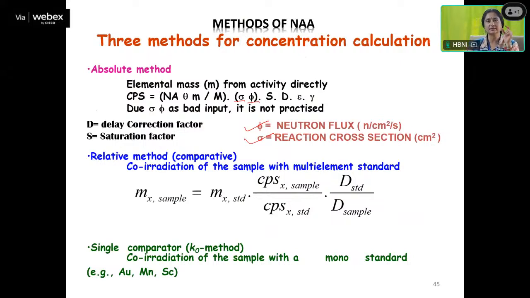As you have seen in the small plastic bottle, both standard and sample have to be filled so that they face the same environment, and therefore you can compare their counts one to one to get a value closer to the true value. Another method is the single comparator k0 method, where gold, manganese, or scandium are taken as mono standards. This is out of scope of this lecture, so I am not going into details.